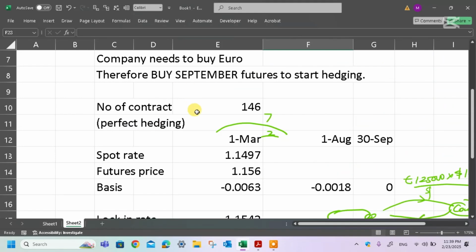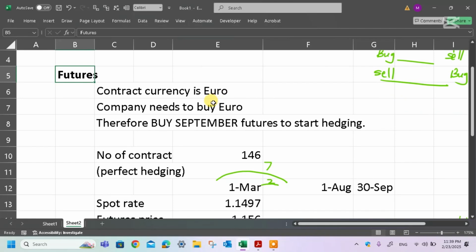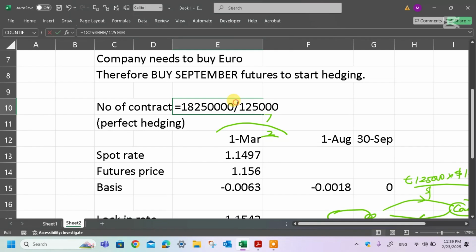Careful, futures number of contracts and options number of contracts, will it be always the same? No, it won't always be the same. When will it be different, or when could it be different? When you find the number of contracts here, see, the currencies were same. If currencies were same, what currency? Transaction currency and the contract currency, if they are same, then the calculation also is going to be same under futures as well as options.